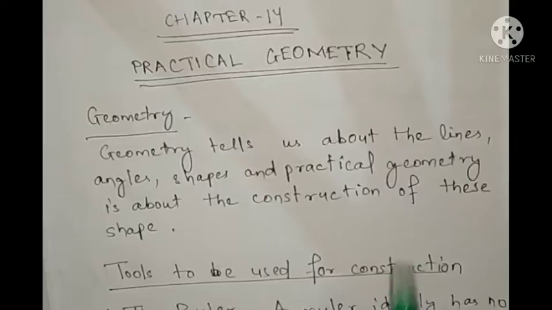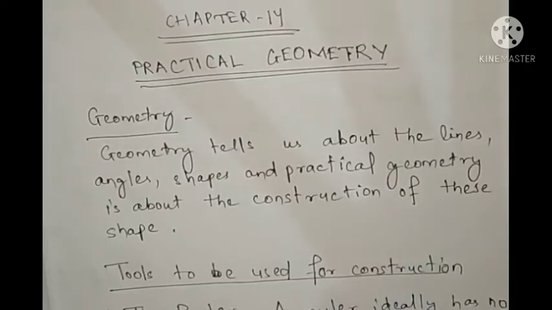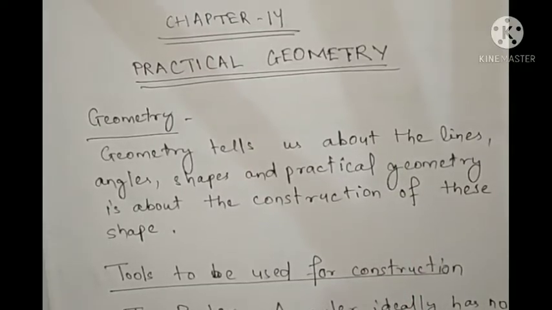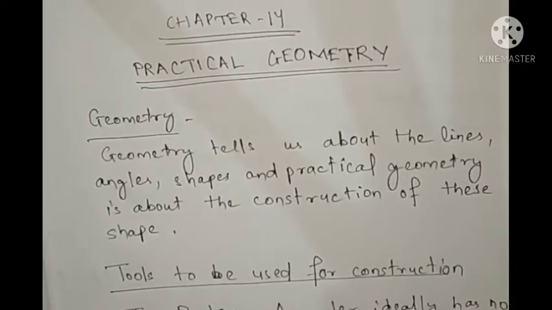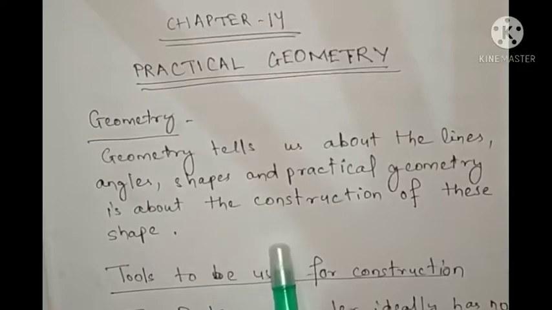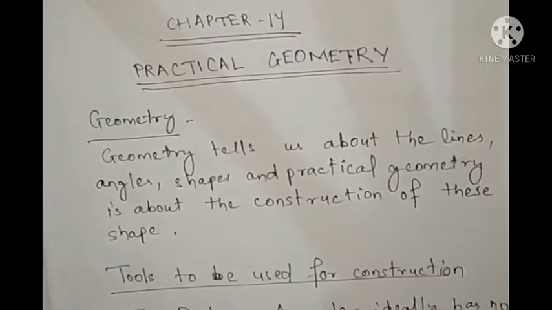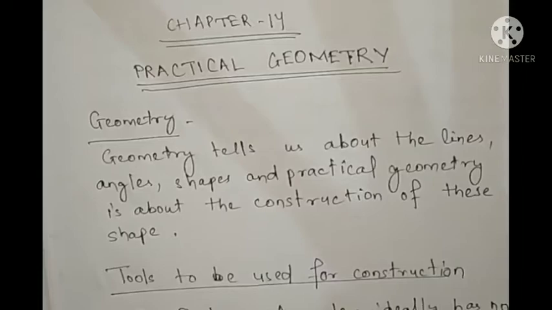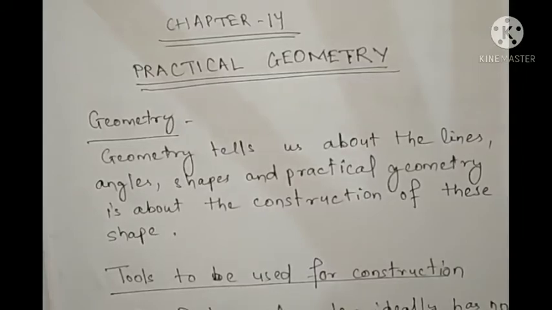Okay, so in practical geometry we'll construct. Construct means we'll make, with the help of some instruments, these lines or angles or shapes. All these shapes, like polygons, your hexagon, heptagon, rectangle, square, all those things we can make with some instruments.